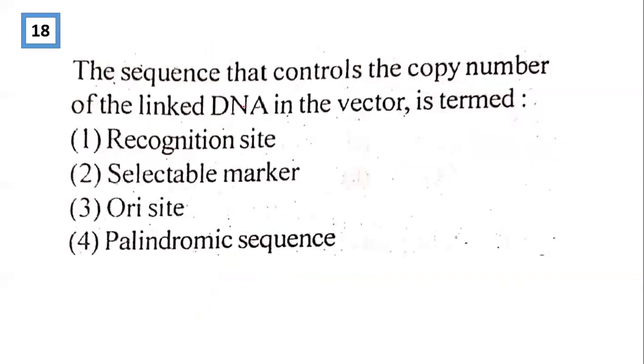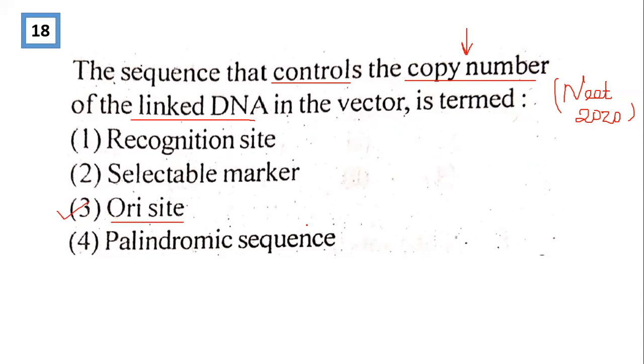Question number 18. This was a confusing question for most of the NEET aspirants in the NEET 2020 paper. So this is a question extracted from the NEET 2020 paper, so be careful. The sequence that controls the copy number of the linked DNA in the vector is termed as recognition site, selectable marker, ori site, or palindromic sequence. Which is the sequence that controls the copy number? Yes, it is the ori site that controls the copy number. So 18, the correct answer is option number 3.